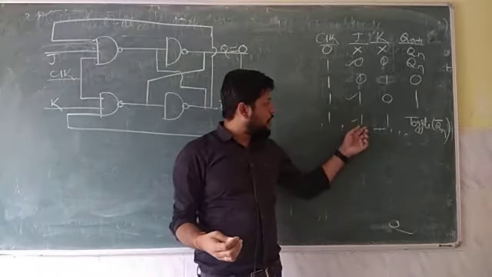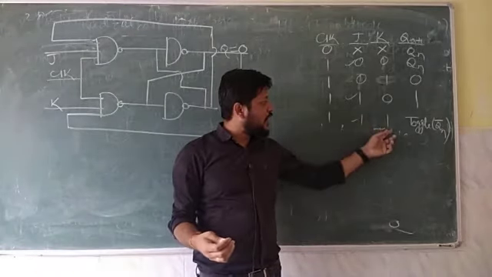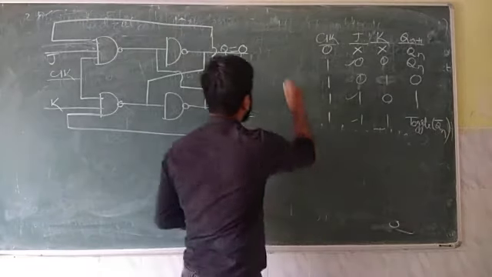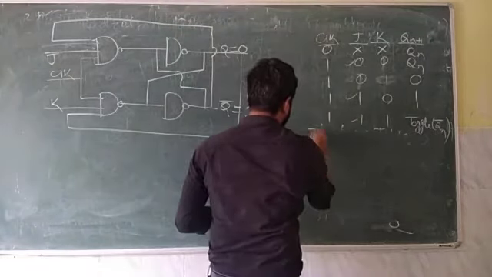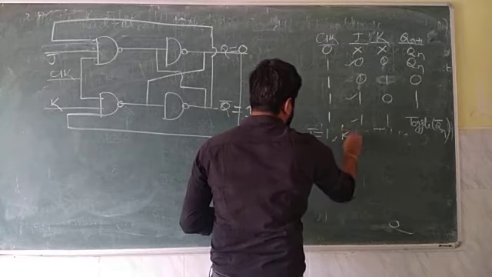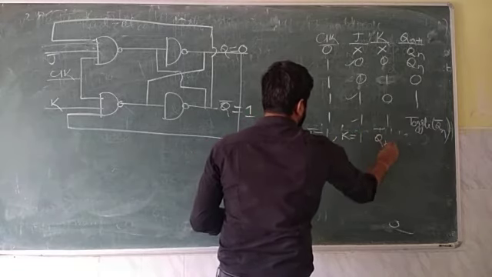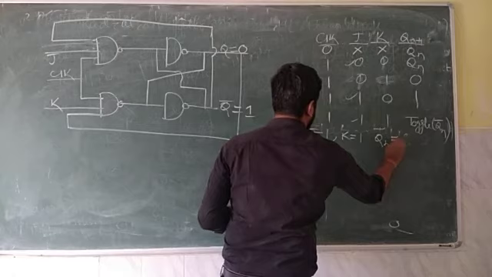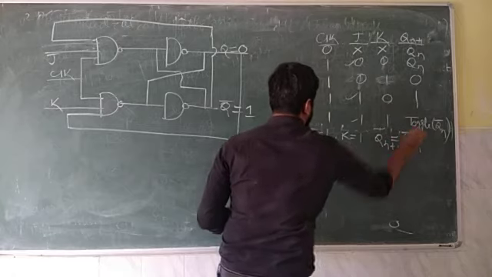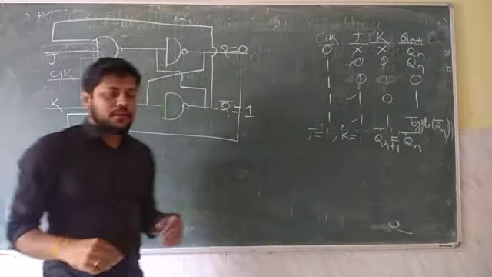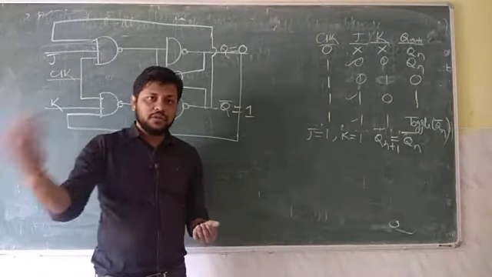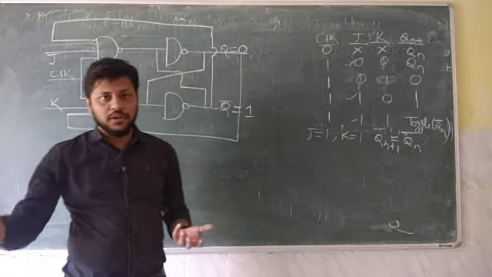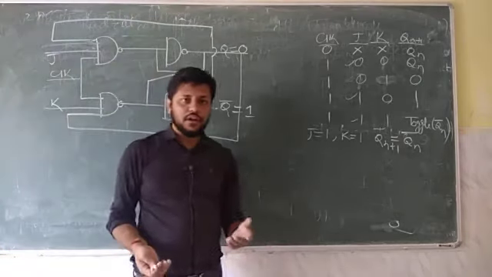When you apply J is equal to 1 and K is equal to 1, we have Qn plus 1 equal to Qn bar. That means your next state is equal to Qn bar. If the present state is 1, the next state will be 0. If the present state is 0, the next state will be 1. That condition is your toggle condition.